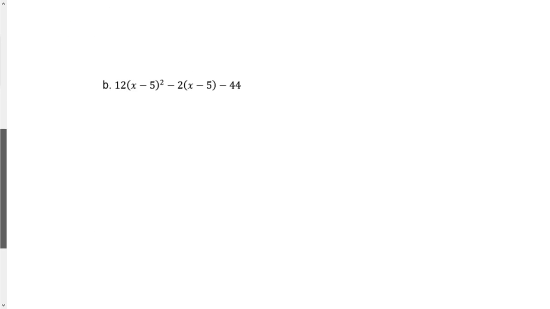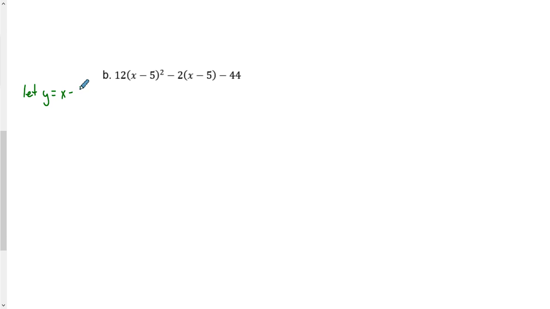Our example here, I'm going to let y equal an x minus 5. So wherever I see this x minus 5, I'm going to write my y. Y squared minus 2y, subtracting 44. Hopefully by now you notice that usually I try and make these last examples hard enough. What am I doing to make this hard?